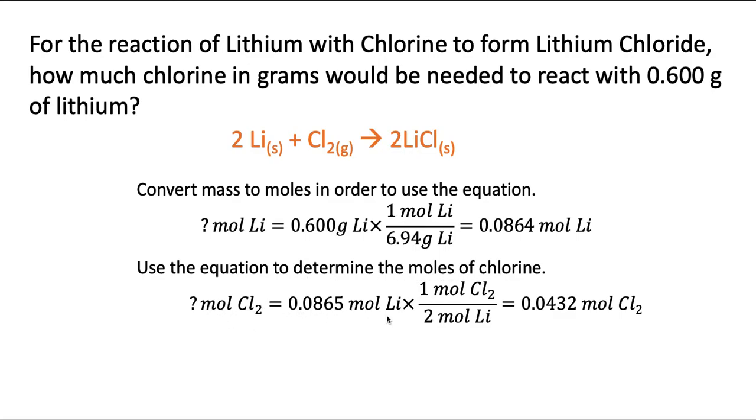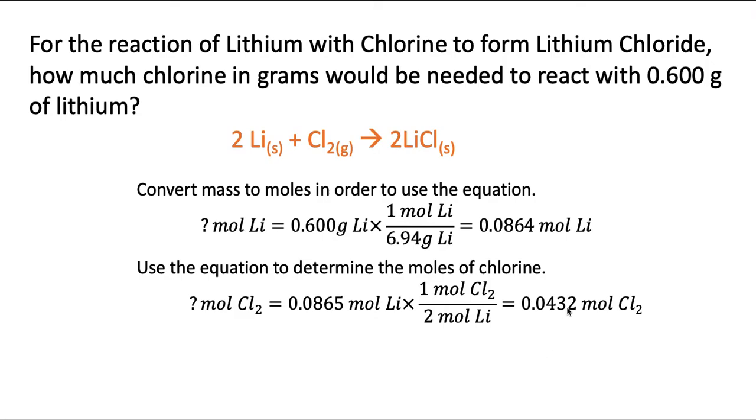Moles of chlorine are equal to, I start out with the moles of lithium, so 0.0864 moles of lithium, multiplied by the ratio between these two, the molar ratio. I know that for every mole of chlorine, I use up 2 moles of lithium. So I have 1 mole Cl2 over 2 moles of lithium. My moles of lithium will cancel out. And I have 0.0432 moles of Cl2. But it asks me to find it in grams, not just in moles, so I cannot stop there.